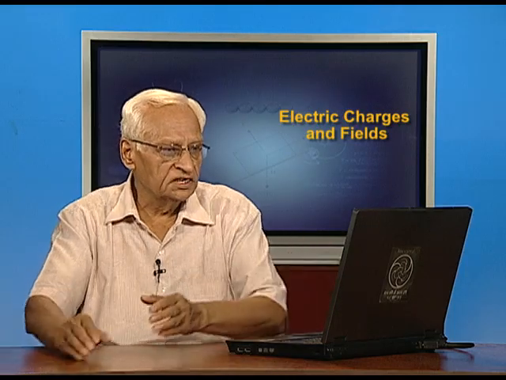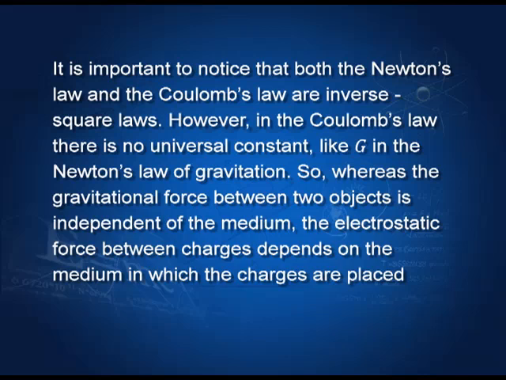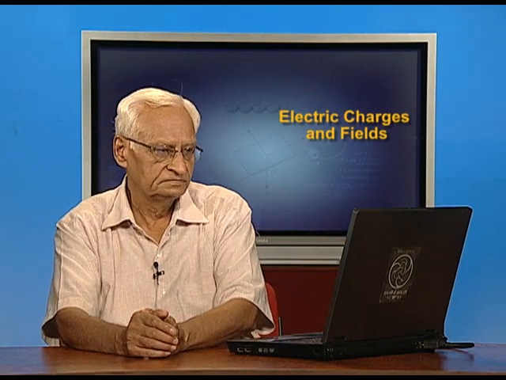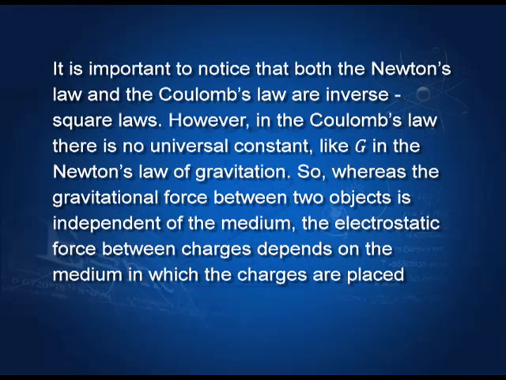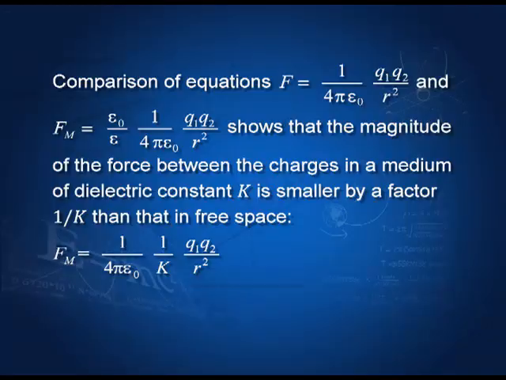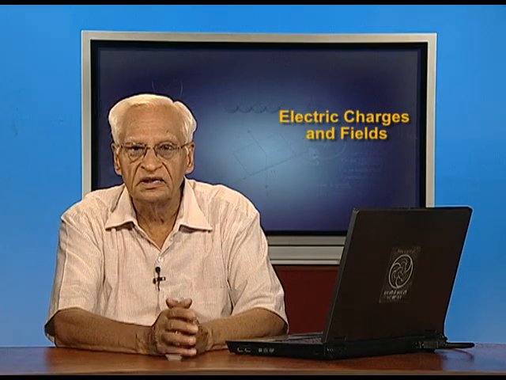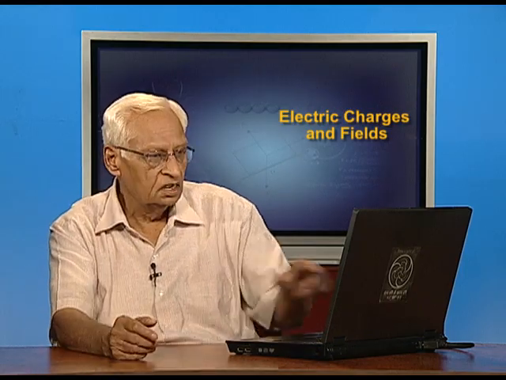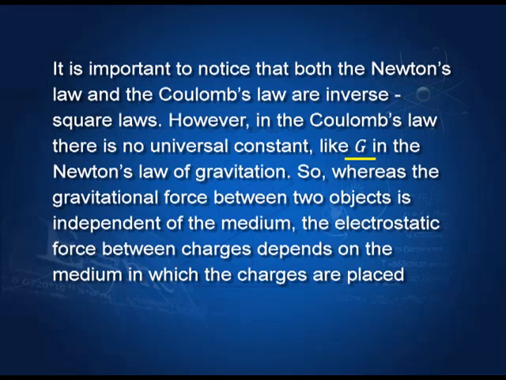It is important to notice that both Newton's law and Coulomb's law are inverse square laws. You are familiar with Newton's law already. However, in Coulomb's law there is no universal constant. In Coulomb's law we have a constant 1 by 4 pi epsilon 0. This is not a universal constant, whereas either 1 by 4 pi epsilon 0 or 1 by 4 pi epsilon, these depend on the medium, so they are not universal constants. Whereas in Newton's law, capital G is a universal constant.